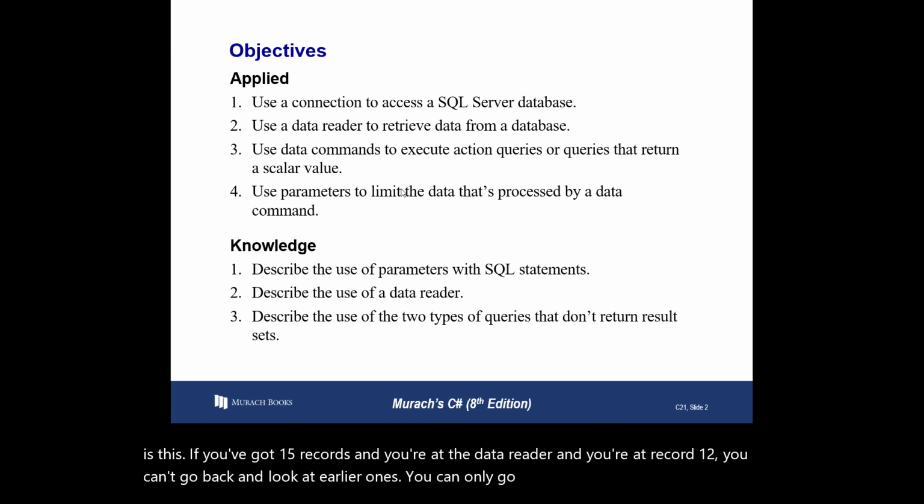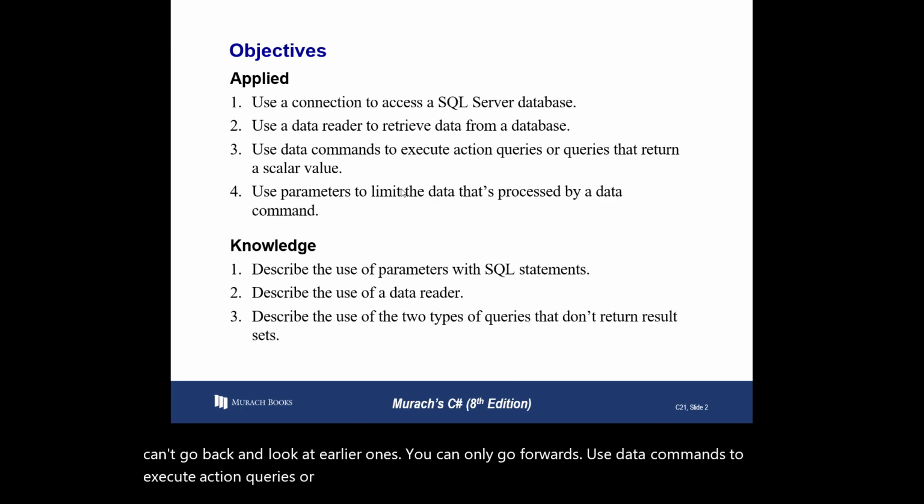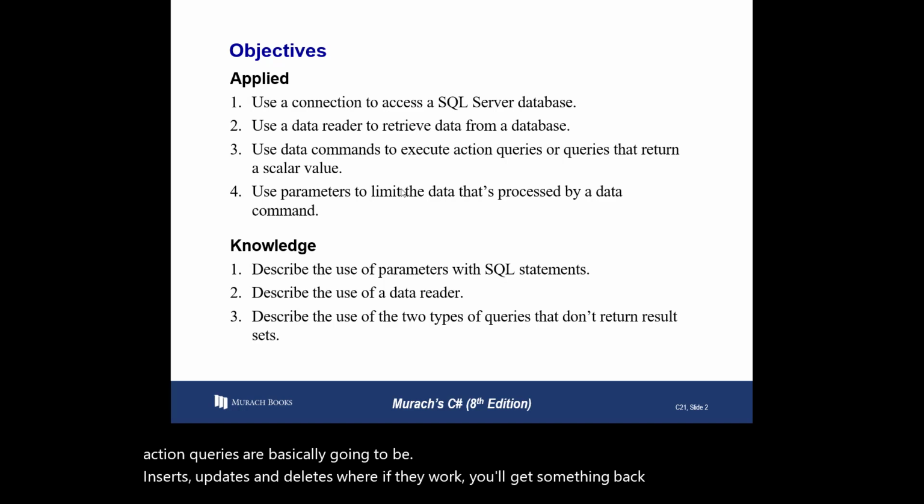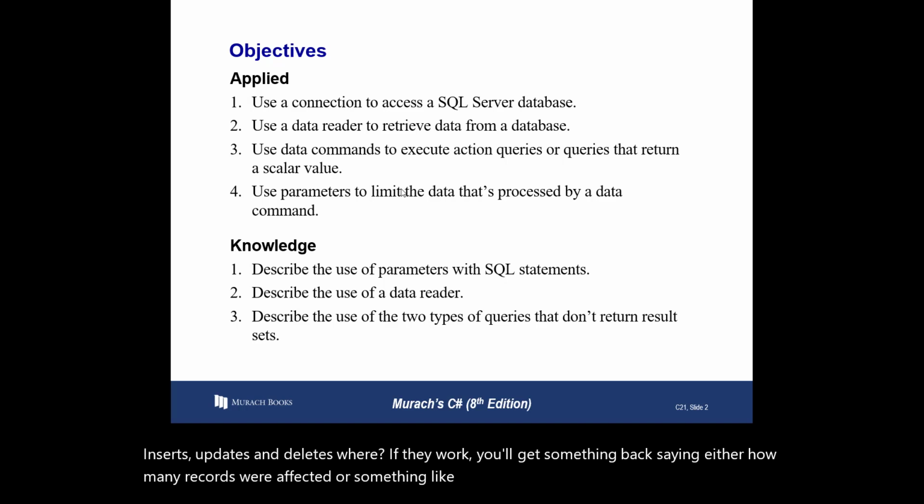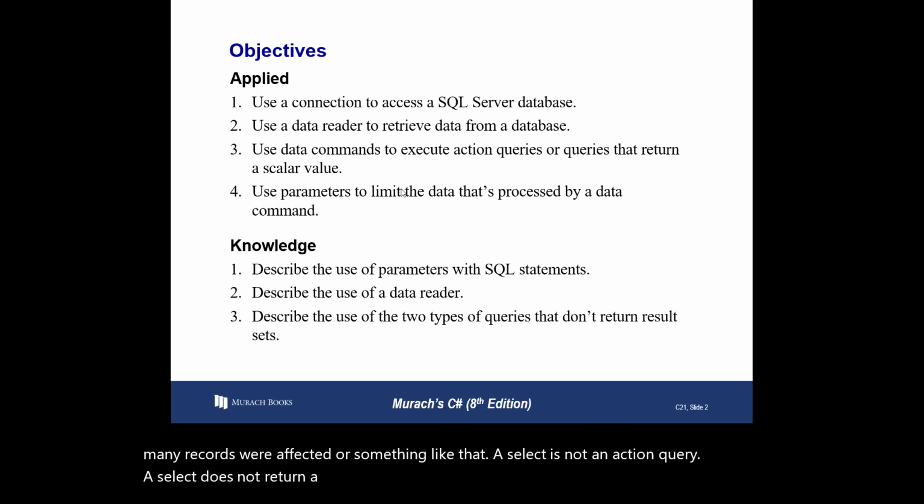Use data commands to execute action queries or queries that return a scalar value, meaning they return one thing. Action queries are basically going to be inserts, updates, and deletes, where if they work, you'll get something back saying either how many records were affected or something like that. A select is not an action query. A select does not return a scalar value. A select could return a scalar, but a select can also return all records in a table.